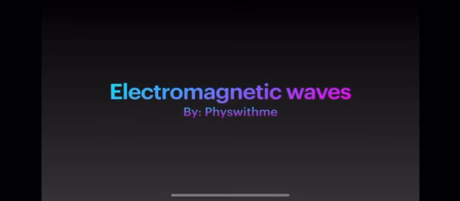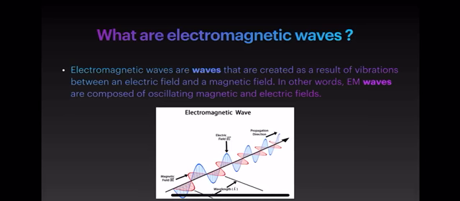Hello everyone, so today's topic is electromagnetic waves. So let's start off by what are electromagnetic waves? They are waves that are created as a result of vibrations between an electric and a magnetic field. In other words, EM waves are composed of oscillating magnetic and electric fields, just as shown in the figure below.